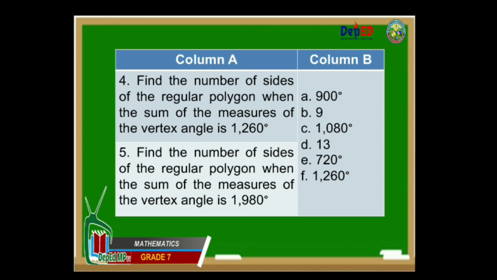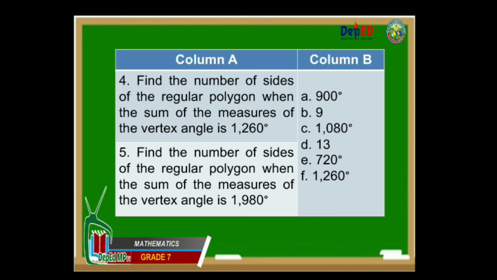Number 4, for column A, find the number of sides of the regular polygon when the sum of the measures of the vertex angle is 1260 degrees. Number 5, find the number of sides of the regular polygon when the sum of the measures of the vertex angle is 1980 degrees. For column B again, letter A, 900 degrees.